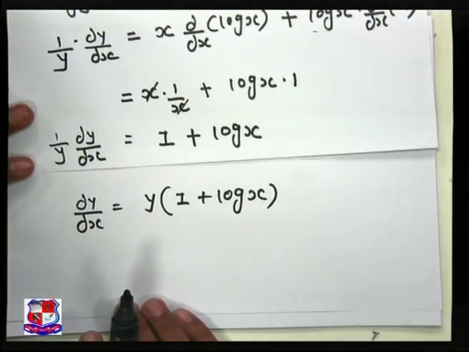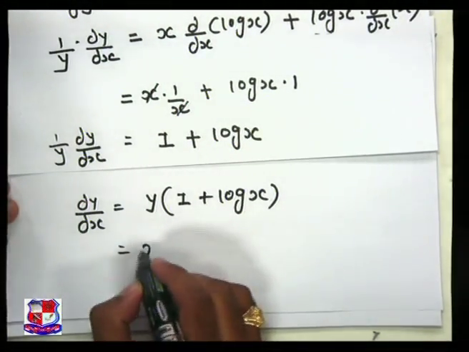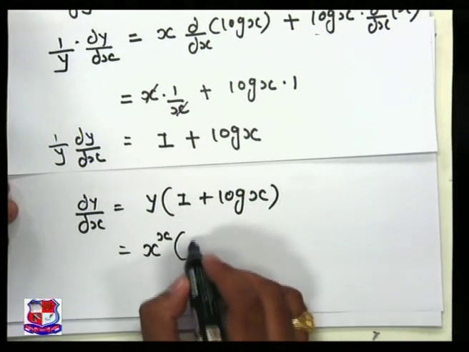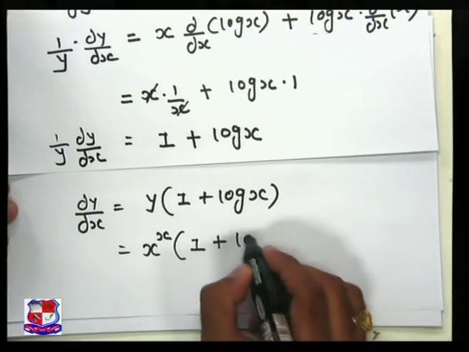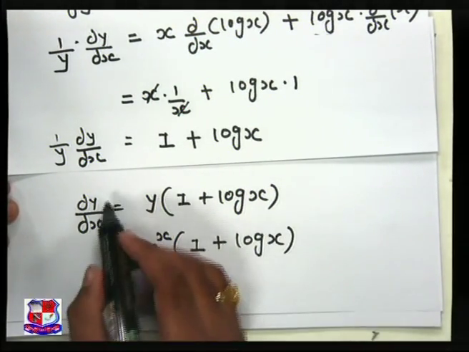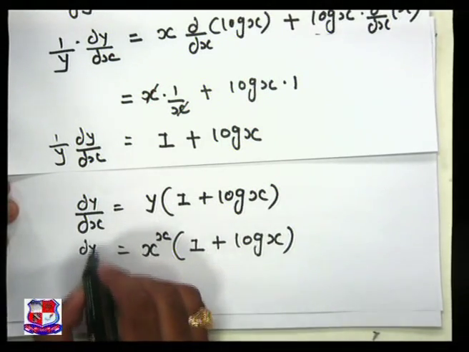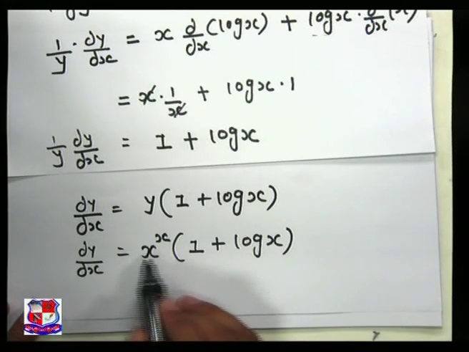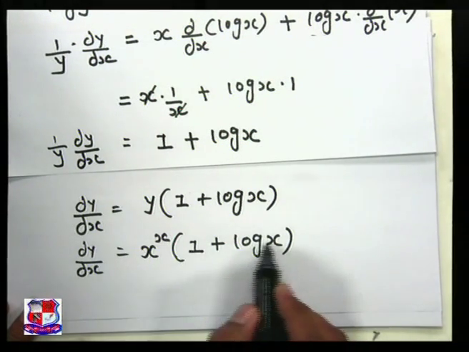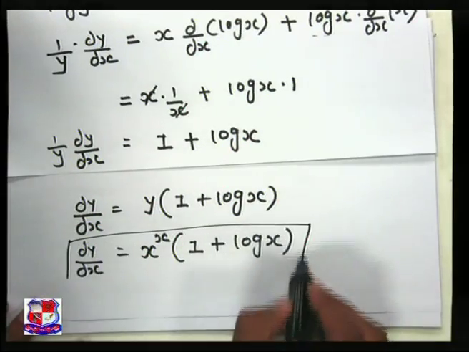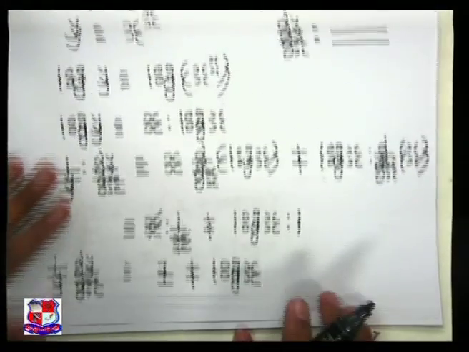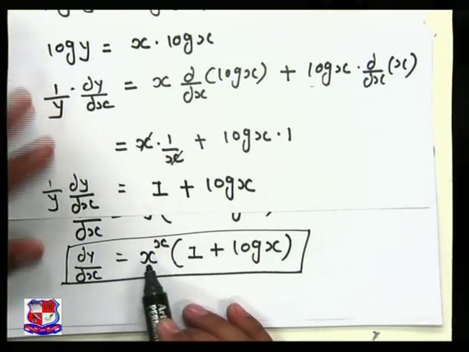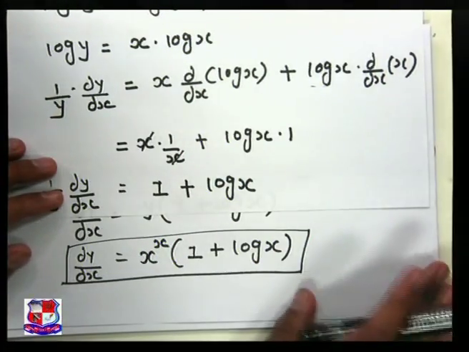So replace y equal to x raised to x, and the result is x raised to x multiplied with 1 plus log x, and finally write dy by dx. So this is our final answer. The result is x raised to x times 1 plus log x. So for y equal to x raised to x, dy by dx is x raised to x times 1 plus log x. Now we move to our next question.